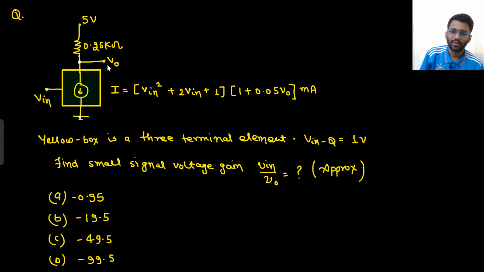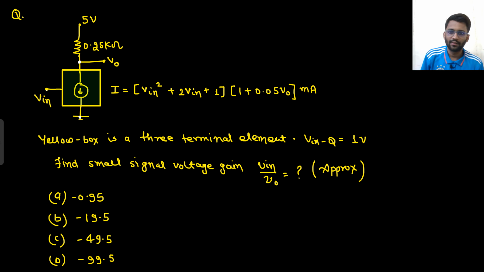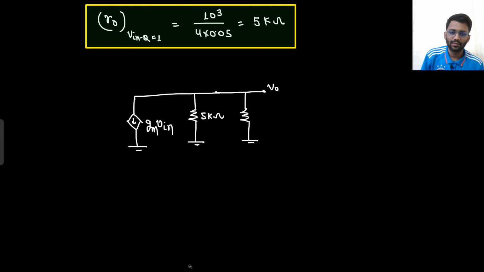And where you are collecting the output? Here only you are collecting the output, but since you are doing the AC analysis, you can short circuit the DC. So from V naught to ground you are having 2.5 kilo ohm as well. Not 2.5, that was 0.5 as far as I remember. 0.25 kilo ohm.